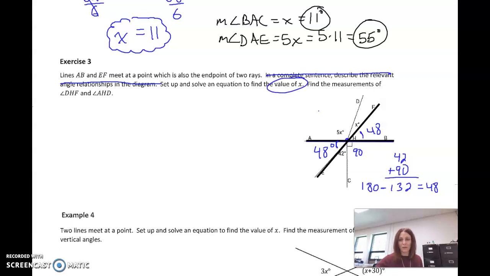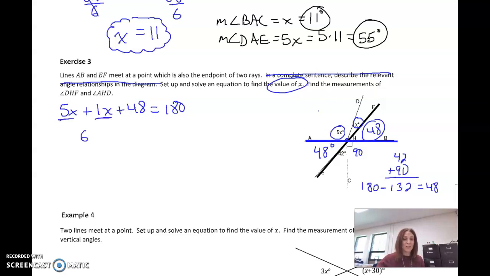Okay. I could add all of them up and set it equal to 360. Or I could just kind of focus above the line here and know that these three angles equal 180. Either way, you're going to come up with the same answer. I'm just going to go 5x plus 48 equals 180 because it's a straight line. I'm going to write x as 1x. Now, again, you could go plus 90 plus 42 plus 48 equals 360. We'll still get the same answer.